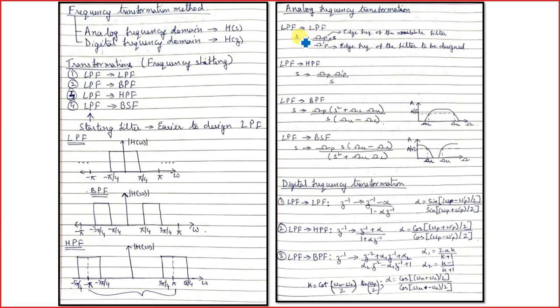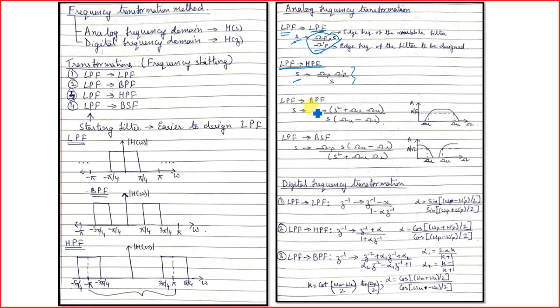So here, we can perform the low pass to low pass transformation just by replacing the S in the existing H(s) with omega p, the edge frequency of the available filter, divided by omega dash p, multiplied by S. Okay, so this is the equation. Now, to convert a low pass filter to a high pass filter in the analog domain, S will be replaced with omega p multiplied by omega dash p divided by S.